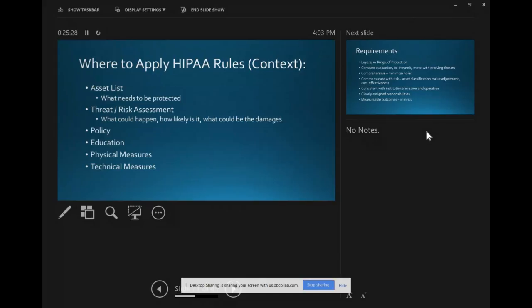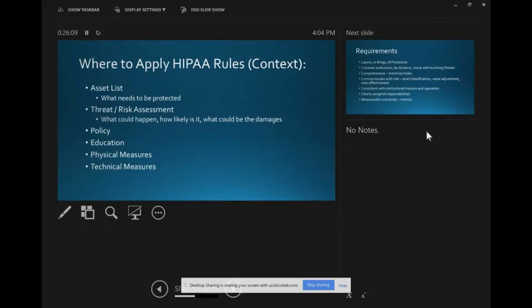You have to create an asset list. What are the things I want to protect? You do an evaluation of the threats and an assessment of the risk associated with those threats. In other words, what could happen? How likely is it that it's going to happen? And how bad would the damages be if it happened? If I have a $20 savings account that I had from when I was a wee kid, the damages if it got compromised are probably minimal, as opposed to my wife's brokerage account, because she has all the money, where the damages could be significant if that one were compromised.